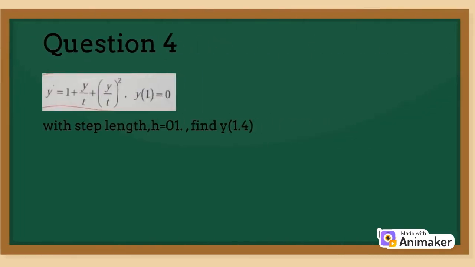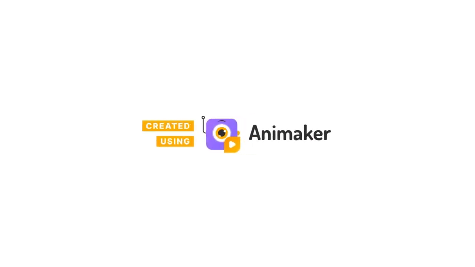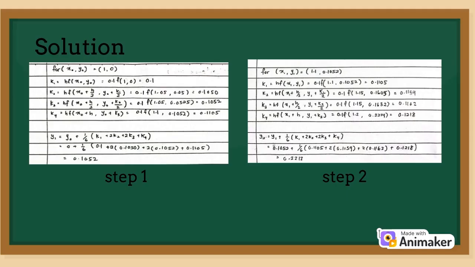For question 4, the step length is 0.1, the initial value of x is 1 and the initial value of y is 0. We have to find y when x is equal to 1.4. For the solution, we know that there are 4 steps involved in this question since the step length is 0.1 and the initial value of x is 1. We start with x equal to 1 and y equal to 0.